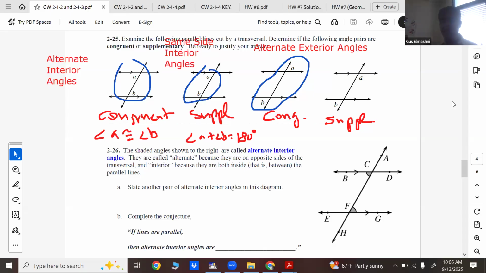Great. So right now, what do I see? I see angle BCF. Angle BCF is going to be congruent to angle CFG.